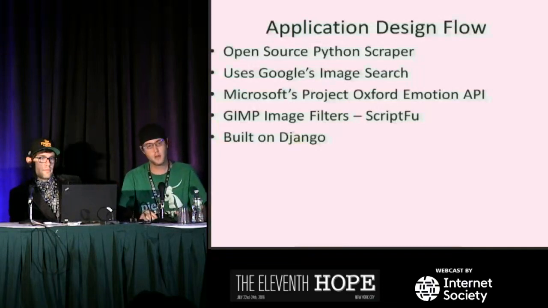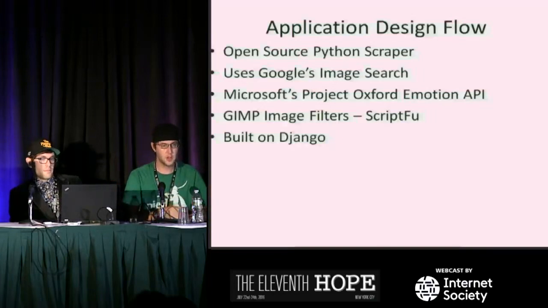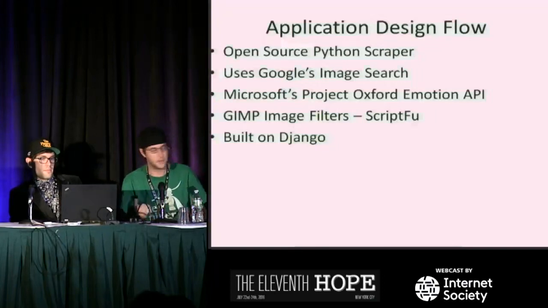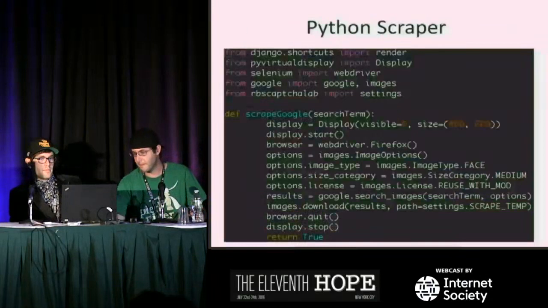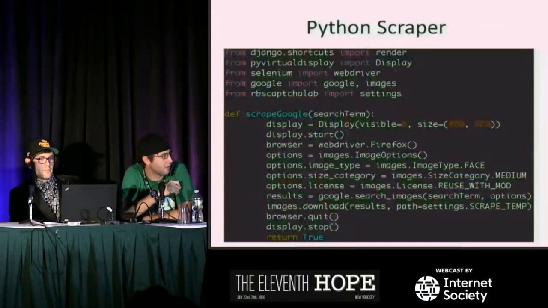Pretty cool. We took those emotions, so now we know what emotion is in an image. We apply a bunch of GIMP filters. GIMP's awesome, open source, free, runs on a headless server. Apply filters to it one at a time and shoot it back through the Oxford Emotion API until it comes back as we can't even detect a face in here. And then we're good. And then we use Django to do all that and then present it to the users as a challenge.